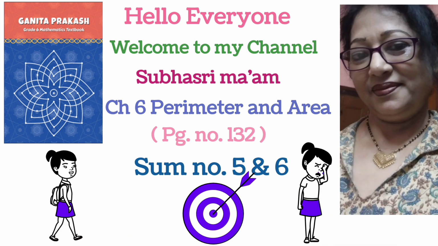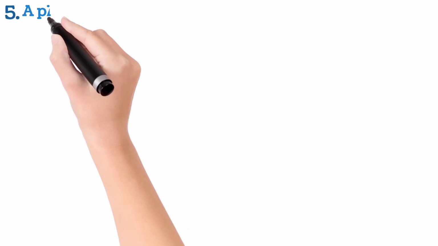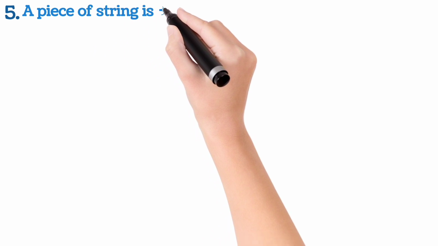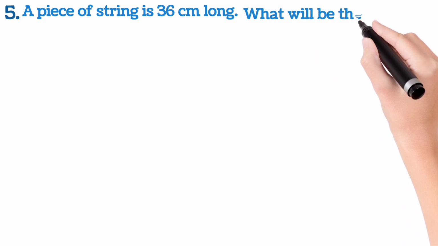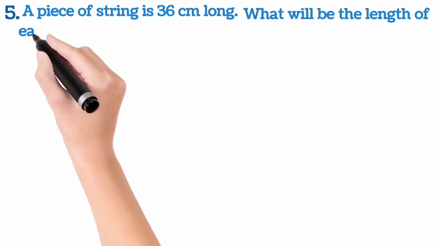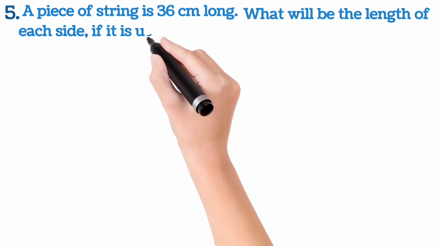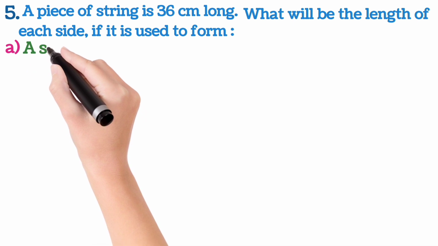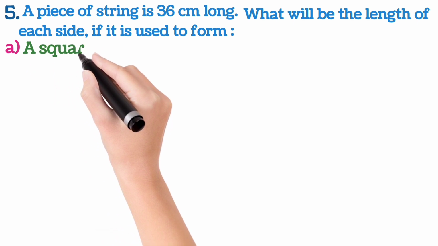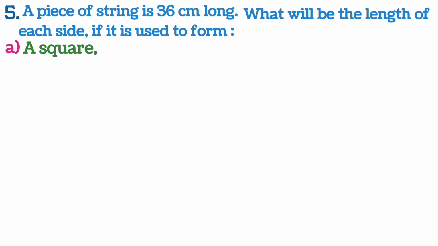So let us start. First, question number 5. In this question, it is given a piece of string that is 36 centimeter long. And they have given three shapes A, B and C, and we will find each side of those shapes. So first, question number A, they have given a square, which we will make by bending this string into the shape of a square.